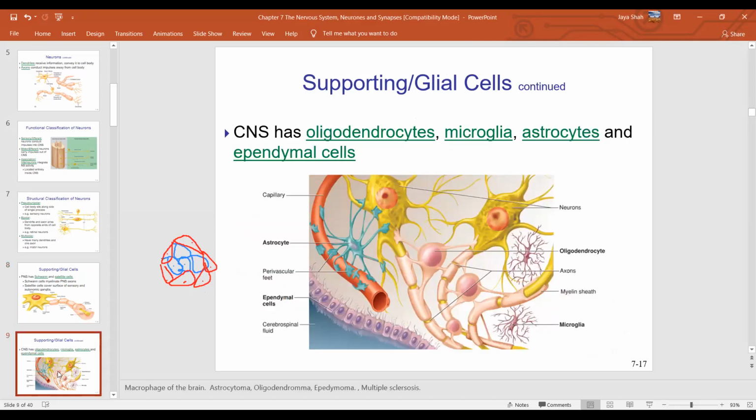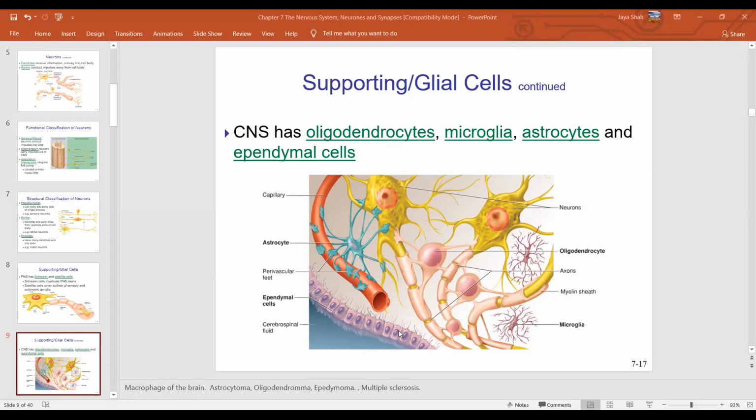Okay. Now, the supporting cells in the central nervous system. In the central nervous system, there are 4 major types of supporting cells, which we also call glial cells. They are oligodendrocytes, microglia, astrocytes, and ependymal cells. Okay.